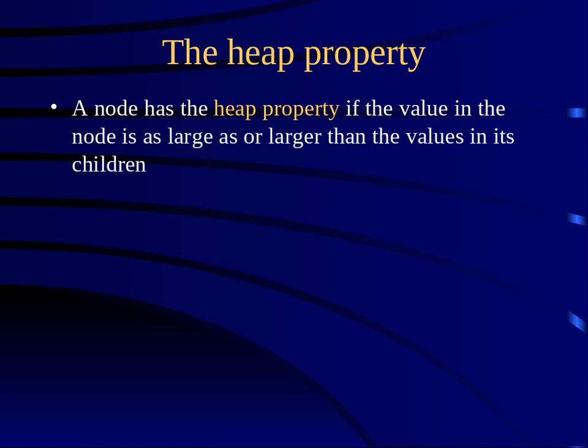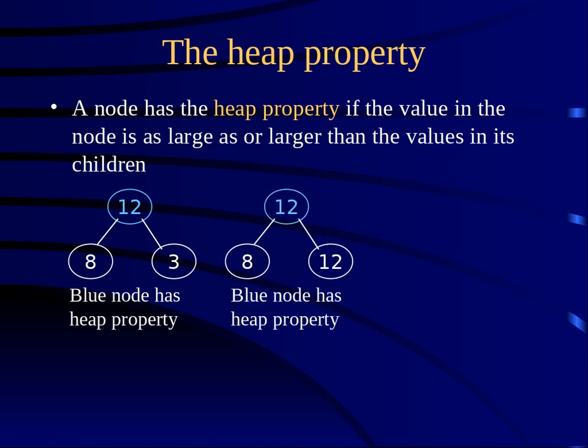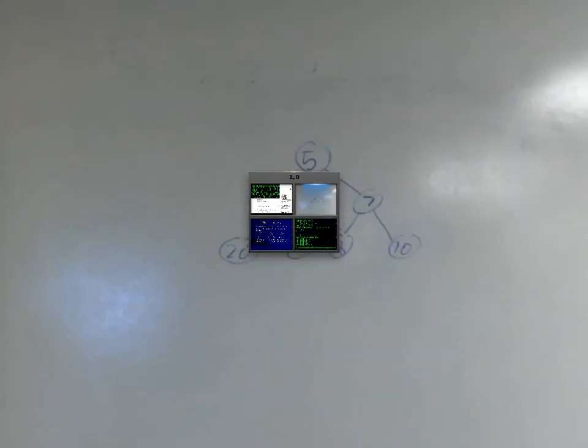If the value in its node is as large or larger than the value in its children. Large or larger? What does that mean? As large, sorry. Oh, the same or bigger. I forgot the word. So, this blue node has the heap property. This blue node does not have the heap property because the 14 is larger. So let's go over here.